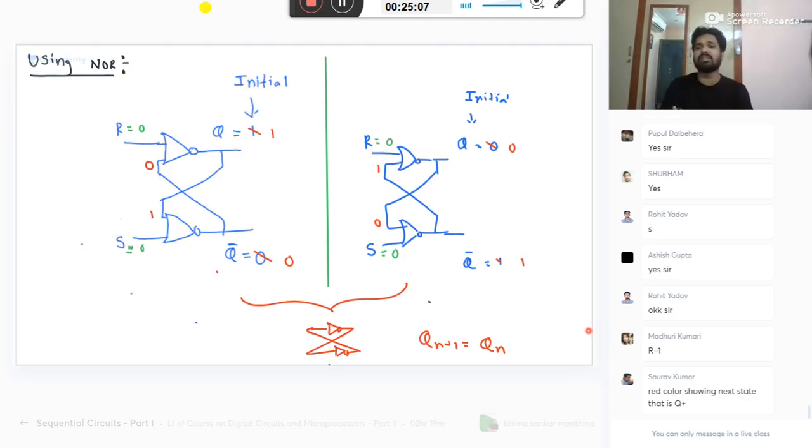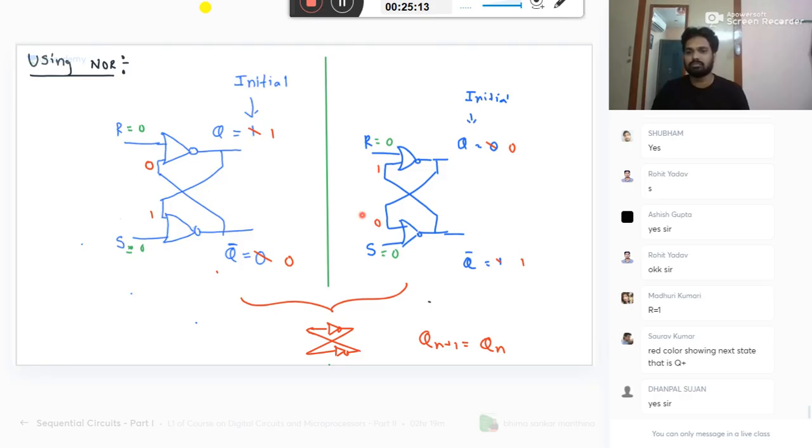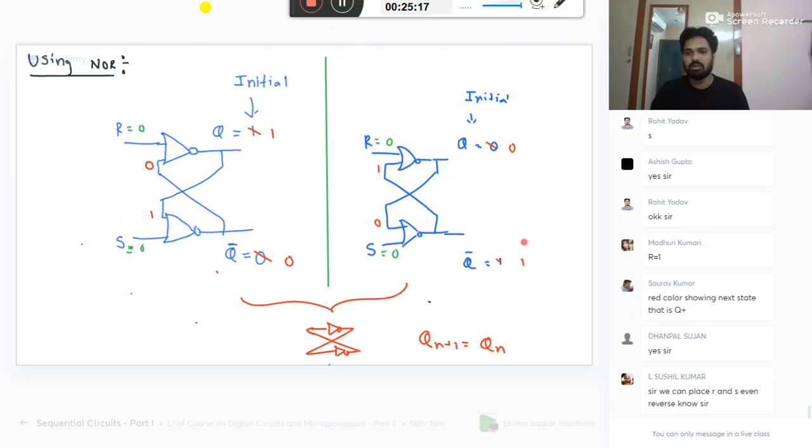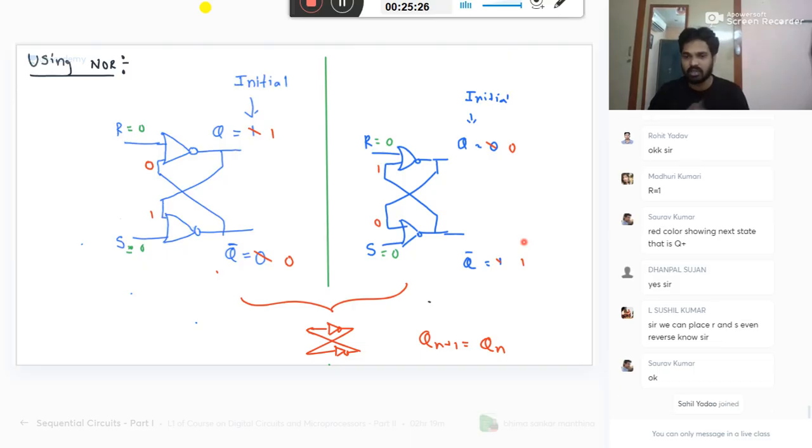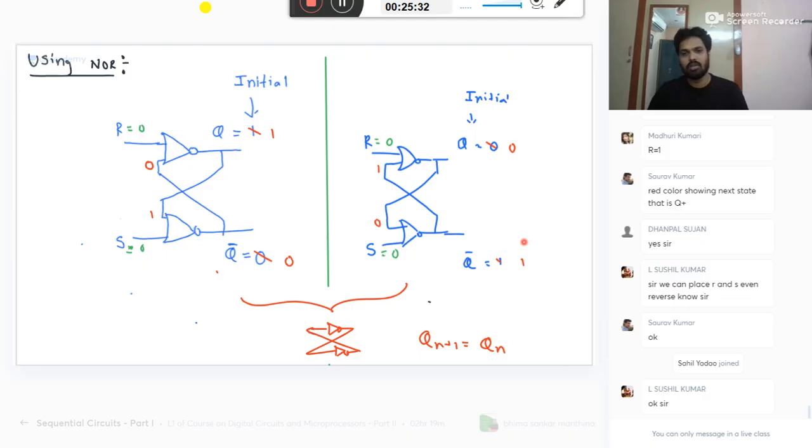I am doing the analysis easily. Yeah, this is the next state you will be getting. No, not reverse, not correct. Sushil, I will tell you the reason. Just wait for some time. You should keep like that only. So shall I move further?